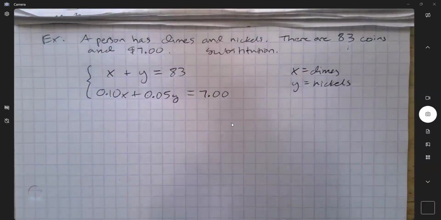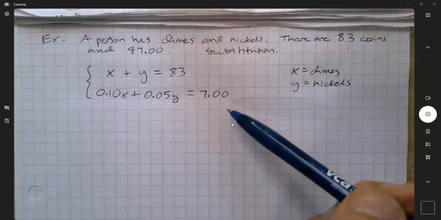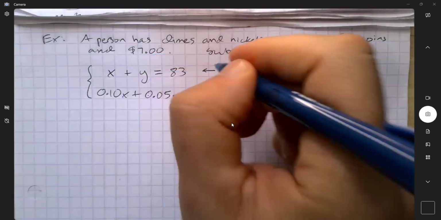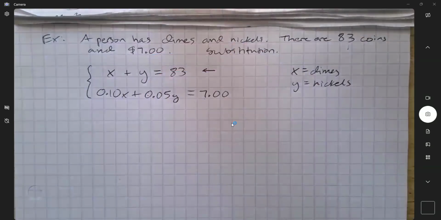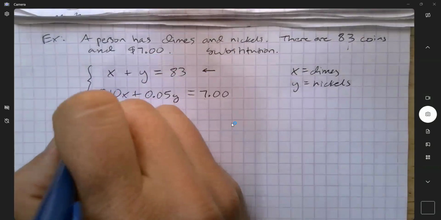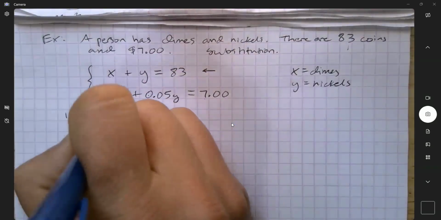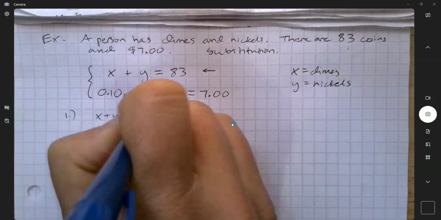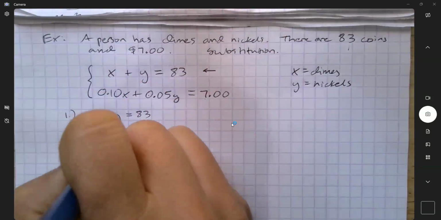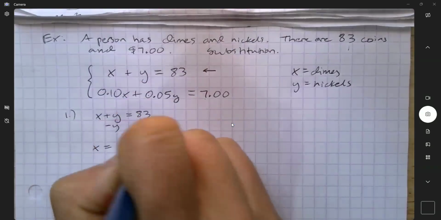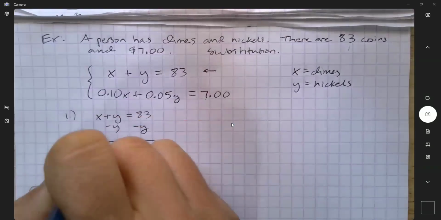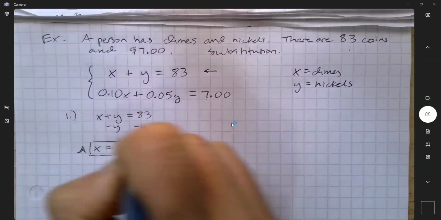All right, so if I'm going to solve this by substitution, I pick the equation that looks easier to solve for one of the variables. To me, that's this one right there. I'm going to solve it for x. So step one is I'm going to solve x plus y equals 83 for x. I'll subtract y from both sides, and I get x equals minus y plus 83. That's my start equation.